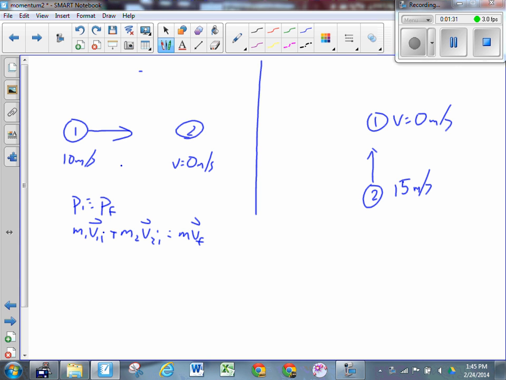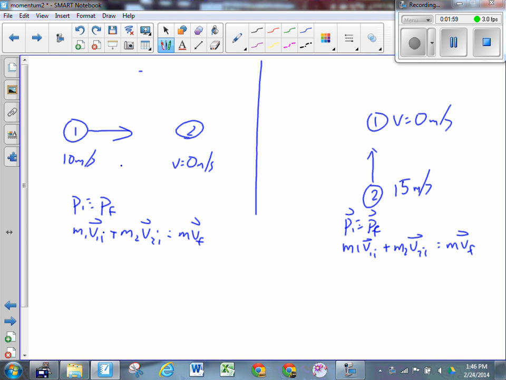Let's do the same thing over here. Again, let's say Pi equals Pf. Let's say M1 V1i plus M2 V2i equals MVf. Now, let's go through this here, okay? Let's go through this and take a look at a few numbers. Again, we're not going to calculate it, but take a look at a few numbers here.